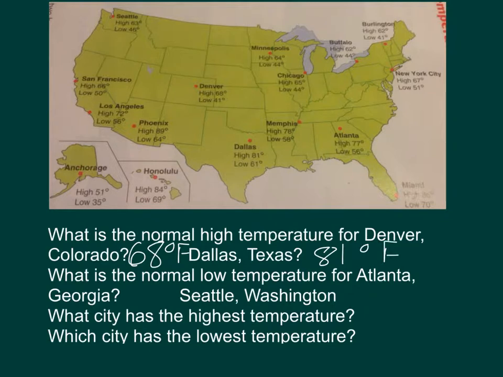The next question is, what is the normal low temperature for Atlanta, Georgia? So we'd have to find Atlanta, Georgia, and I found it right here. And they said low temperature, and that would be 56 degrees Fahrenheit. For Seattle, Washington, and if we look around here, there is Seattle, Washington up here. The average springtime low temperature is 46 degrees Fahrenheit.